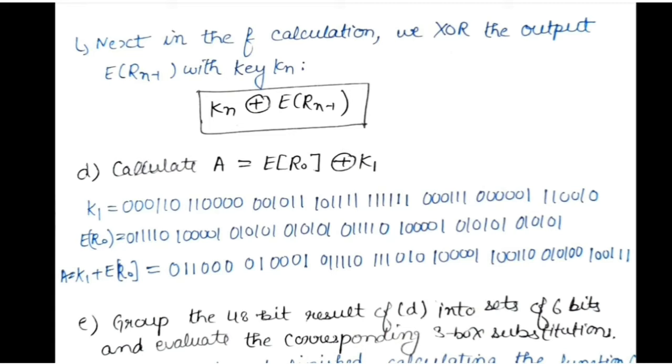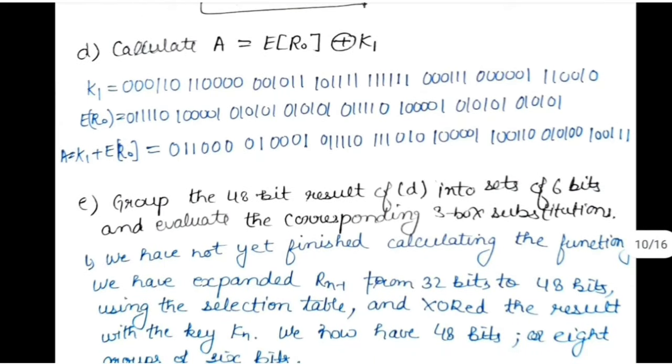So these are the values of K1 and R0 after expansion, and we will XOR them. For XOR you should know 0 0 is equal to 0 and 1 1 is also 0. We will put 1 only when either of the inputs is 1, that is either 0 1 or 1 0. Then we will put the XOR output as 1. So this is how this A value is calculated.